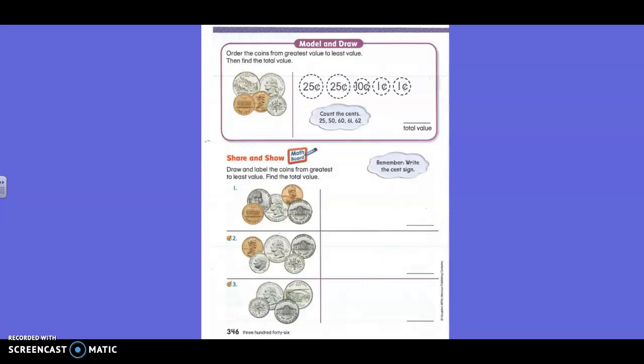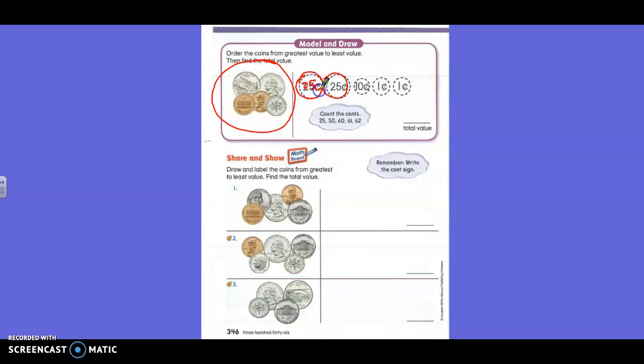So today, you are going to order coins from the greatest value to the least value and then find the total. Okay? So looking at this picture right here, what's the highest value that I have? What's the highest value coin, Grayson? 25. And what's that called? Quarter. How many of those do I have in that picture? 2. So I'm going to draw 2 25 cents.